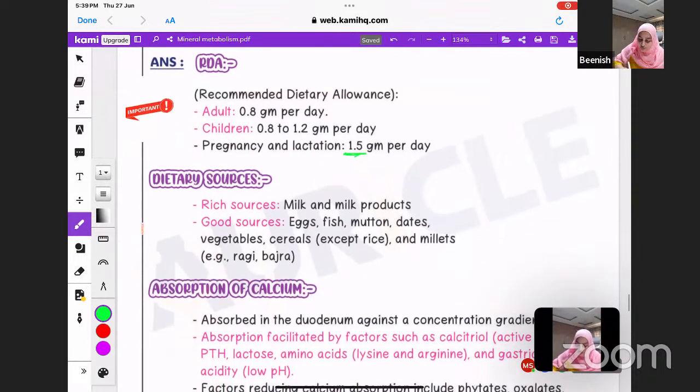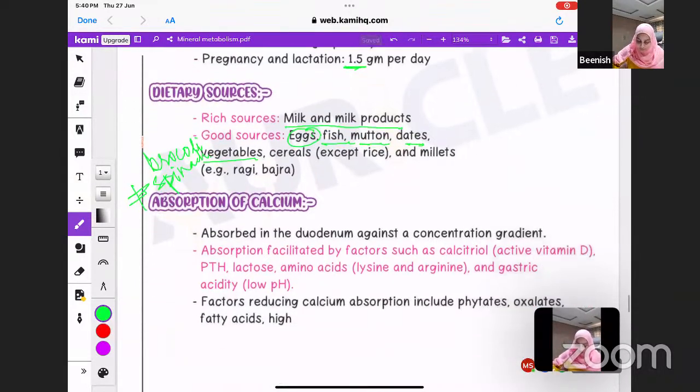Dietary sources: the rich sources are milk and milk products. Good sources include egg, fish, mutton, dates, vegetables like broccoli, but not spinach. Okay, so broccoli is a good source of calcium, but not spinach. Cereals except rice, and millets like ragi, bajra.